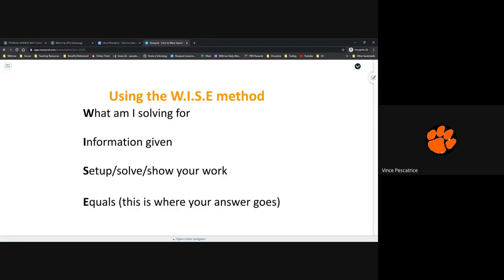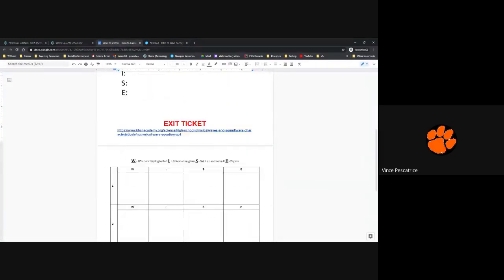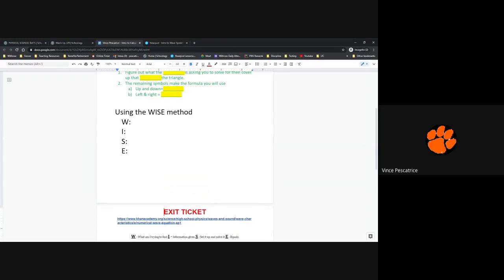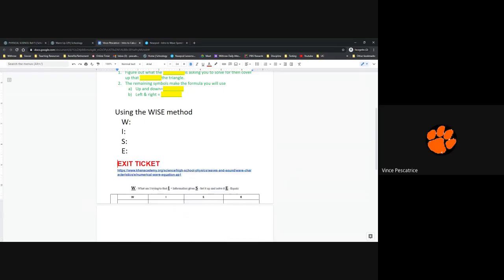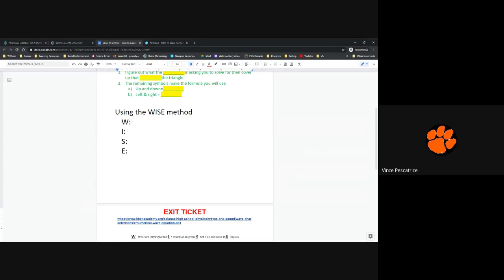So if you look down at the bottom, on the second part of your notes, after you finish copying this, you'll see what these WISE boxes look like on the exit ticket. So W stands for, what are you solving for? I stands for information given in the problem.